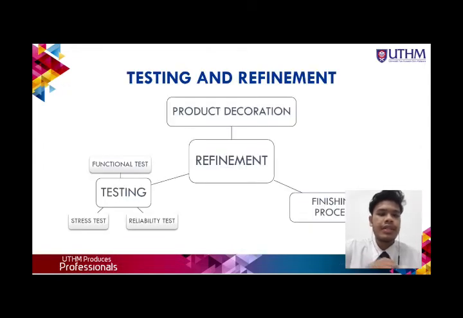So for the testing and refinement, the refinement consists of testing, the finishing process and product decoration. For the testing, it involves three types of tests, which are the functional test, stress test and reliability test. The product decoration enhances the appearance of the product and the finishing process will make sure the machine is in good condition.